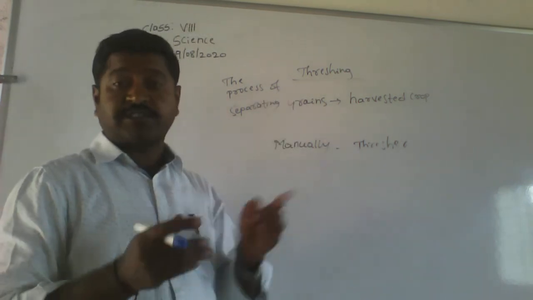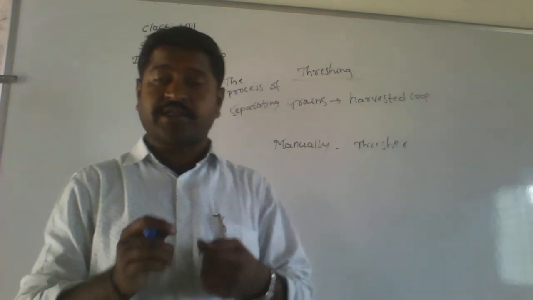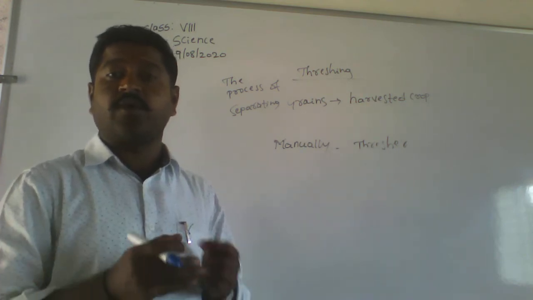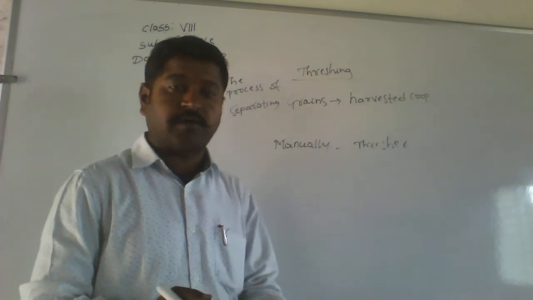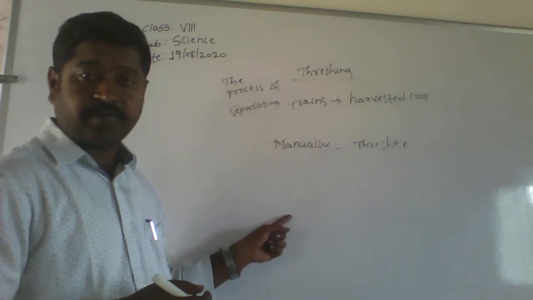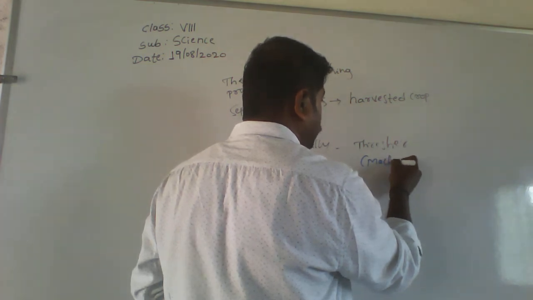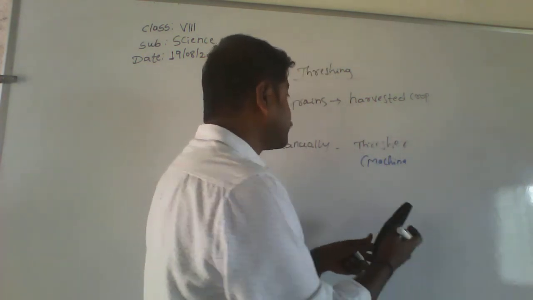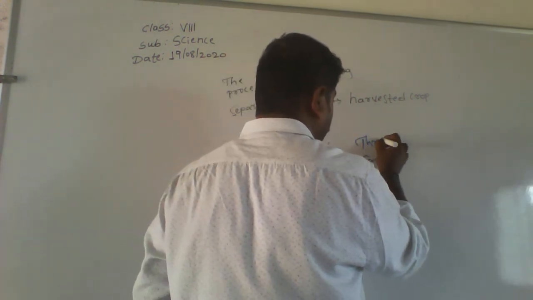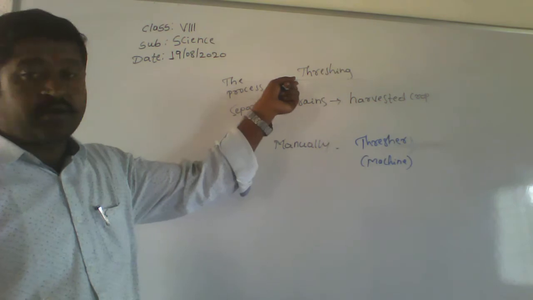So threshing means we have to separate grains from the harvested crop. Once harvesting is done, then what do we have to do? We have to separate the grains from that harvested crop. As we cut and gather it at one place, we have to separate the grains from it. That is known as threshing. This threshing can be done manually or by a machine called thresher. Thresher is a machine used for threshing.